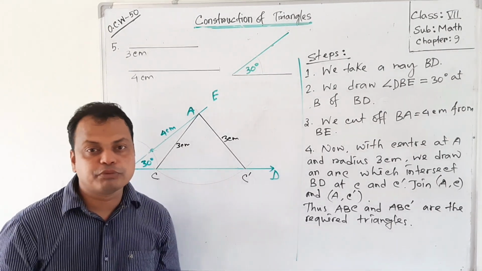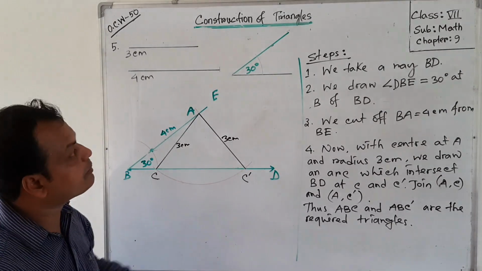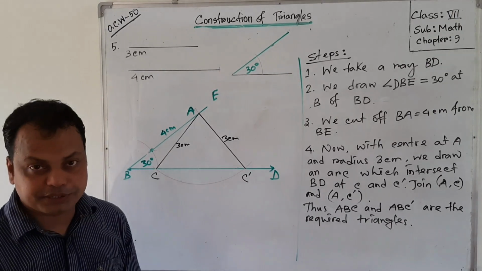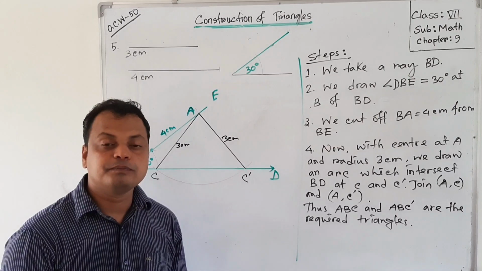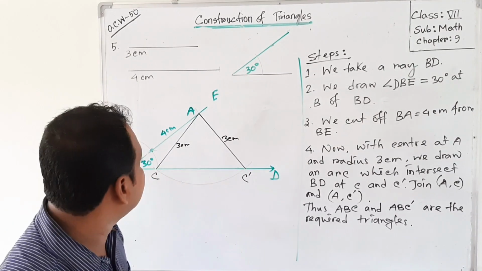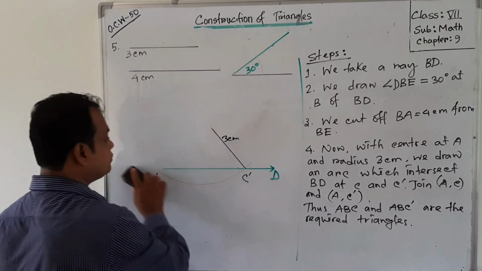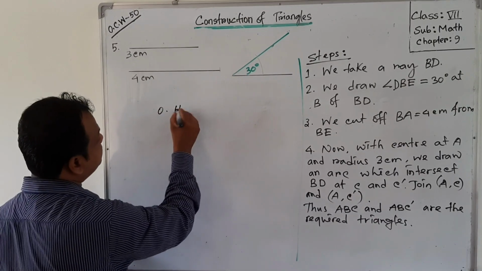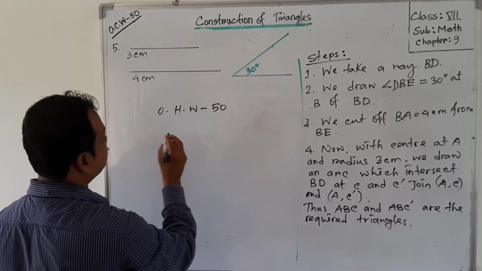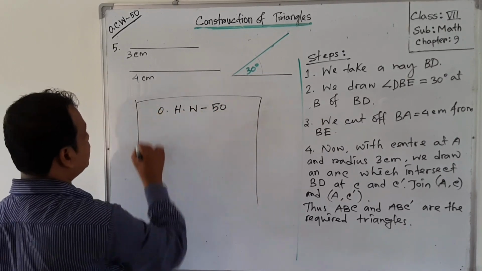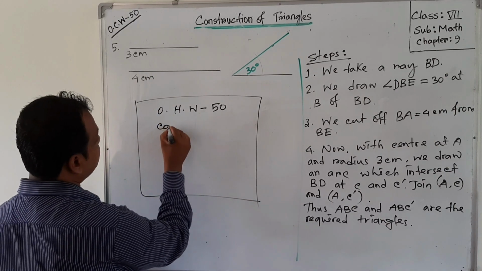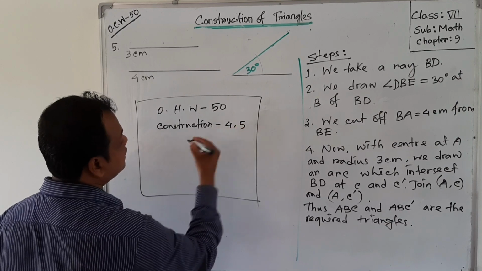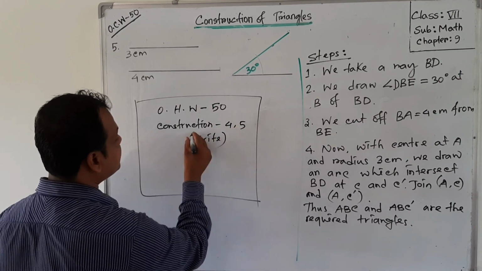My dear students, I think all of you have understood the drawing part and you have got the steps of construction. In construction, there is no need to write the proof part. Okay, now we'll write the homework. The homework will be online homework number 50, construction 4 and 5. This one will be written homework. You have to submit it.